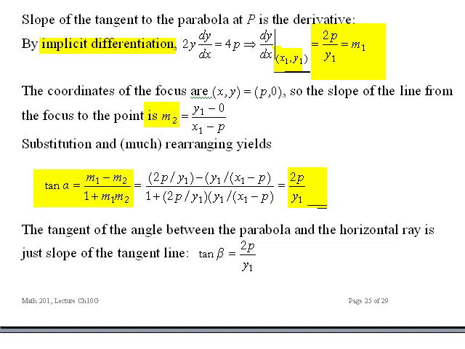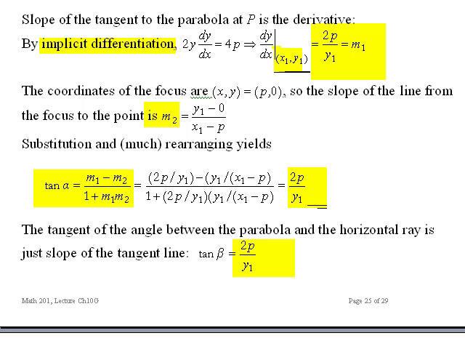Now what is the tangent of that other angle, the angle between the parabola and the horizontal ray? That is just the slope of the tangent line, 2p over y1. The tangents of those two angles are equal. The angle of incidence then equals the angle of reflection, and this proves by geometric optics that the ray hitting the parabola will be transmitted out as a horizontal ray.